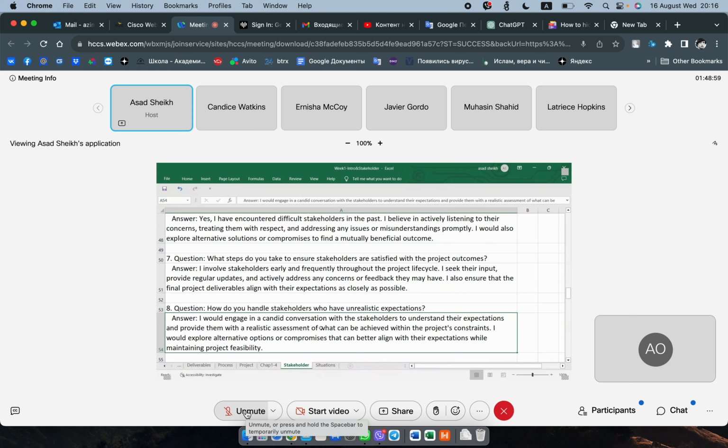Question number 7: what steps do you take to ensure stakeholders are satisfied with the project outcomes? Satisfaction, right? You have to satisfy the stakeholders. How would you do that? I involve the stakeholders early, especially when you're doing agile. You have to involve them early.